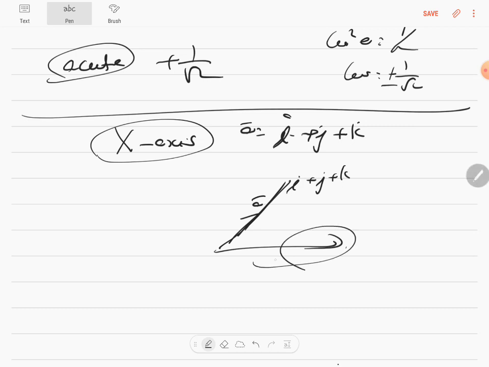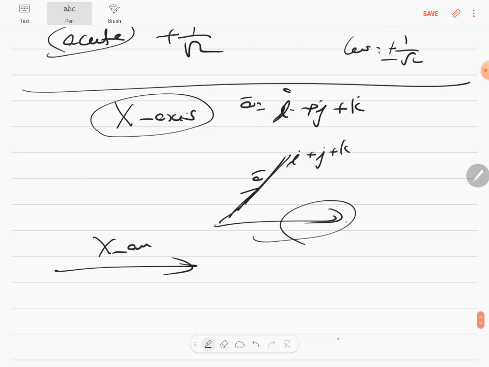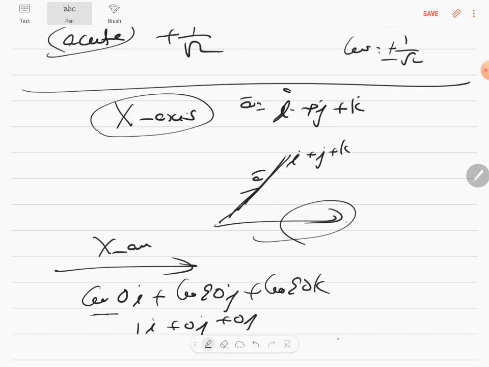This line, x-axis itself. Let's go to x-axis. What is cos alpha? Cos 0. Yeah. For the x-axis itself, cos alpha will be cos 0. If you take x-axis to be a line, can you imagine it is making an angle 0 with itself? So can I say it is cos 0 into i plus cos 90 into j plus cos 90 into k? Can I say x-axis like that? So all you know is it's 1i plus 0j plus 0k. And the angle between this vector and this vector is what they are asking.